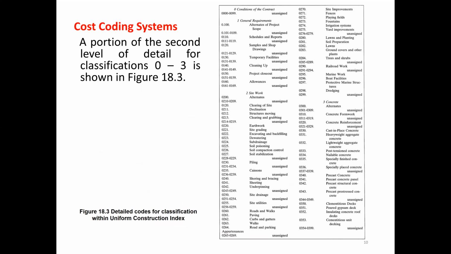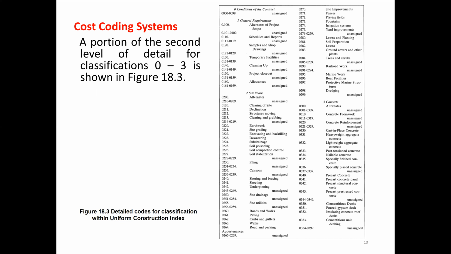So this is again the cost coding system continued. A portion of the second level of details for classification, like 0 to 3, is shown in figure 18.3. 0 is conditions of the contract, 1 is general requirements, 2 is site work, 3 is about concrete. Those codes go into sub-levels, the second level of detail for those codes.